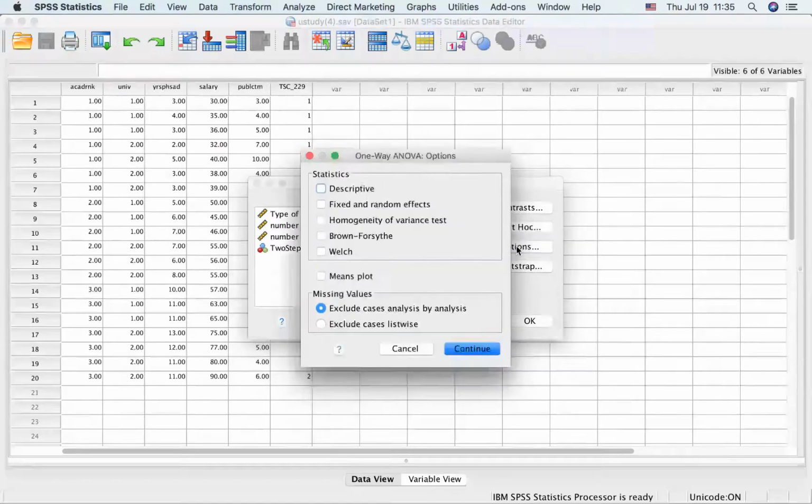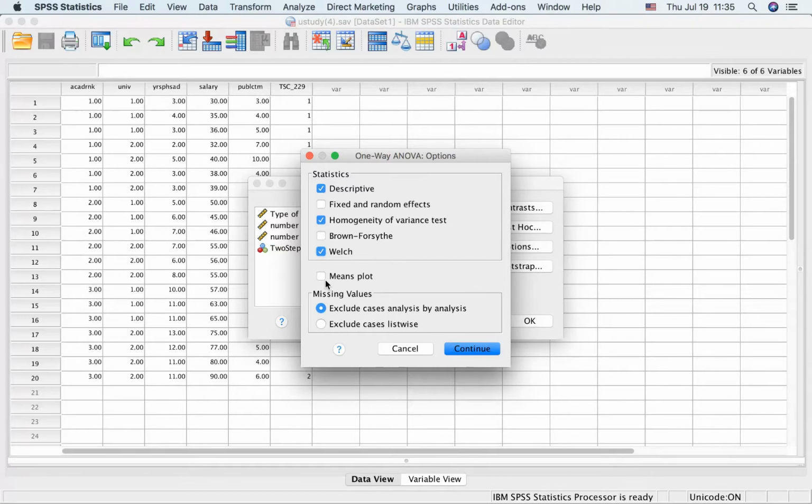Continue and options. We want to see descriptive statistics and the homogeneity of variance. It is important for some research to see if you achieved homogeneity of variance, because if not, then you're going to have to do adjustments. So with that being said, a useful thing after you click the homogeneity test, you also want the Welch test, because if there is a violation of homogeneity, you want to look at the Welch results instead.